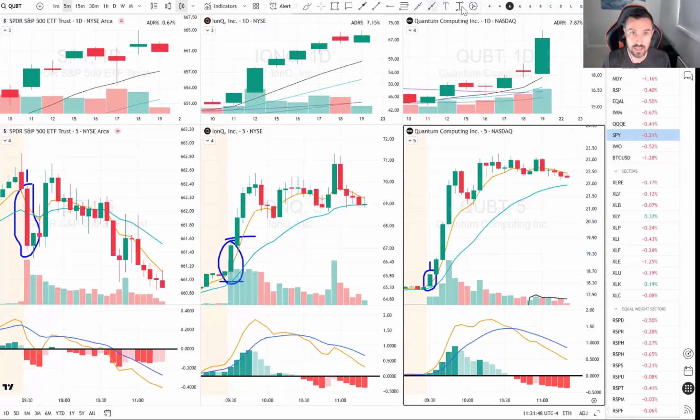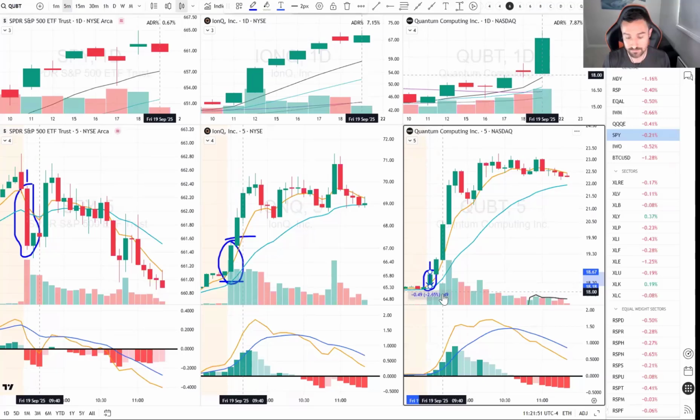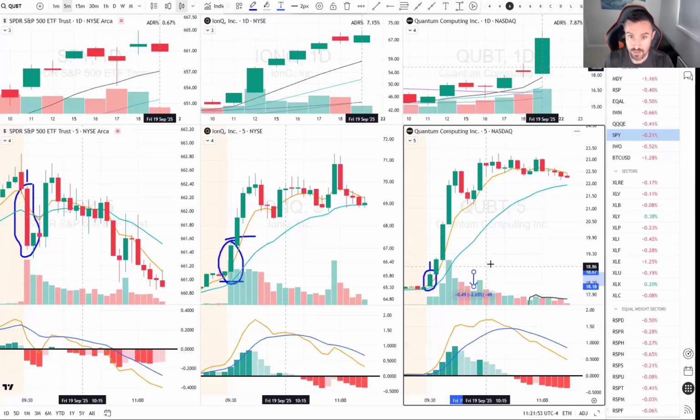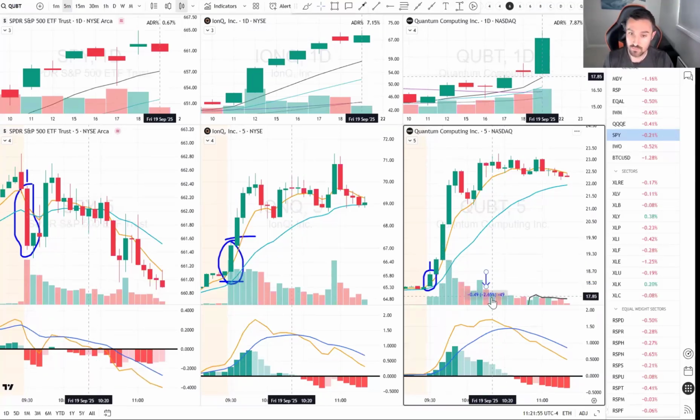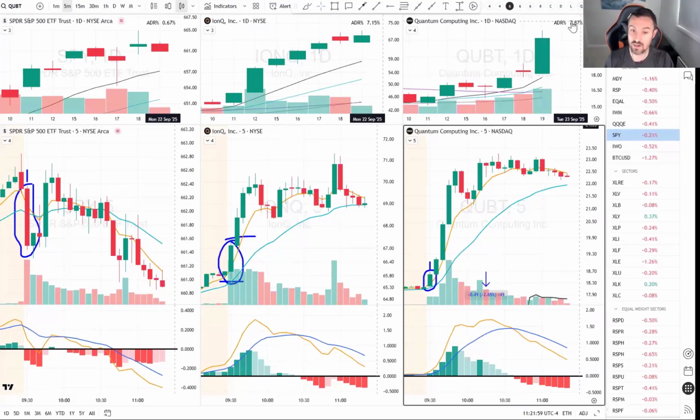If we take a look at the initial risk for, say, QBT, one of the members, Aaron, caught this today. The initial risk, let's keep the figures nice and round, is 2.5%, and let's say the ADR is 7.5%. The initial risk is a third versus the 20-day ADR percentage, 2.5 versus 7.5. A quarter to a half can be a real sweet spot.